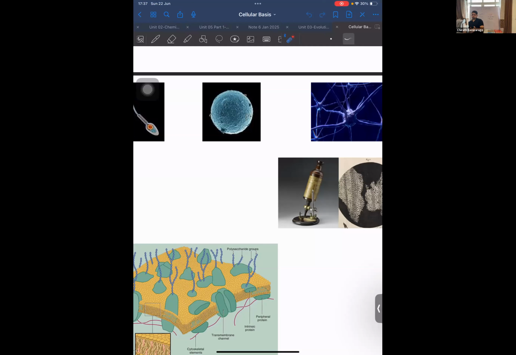He didn't give the word cell, but he was observing unicellular organisms such as euglena and bacteria. Euglena, you can write down by drawing an arrow, is what we call a protist. Euglena is a protist. It's not a bacteria, but it's single cell, unicellular, and we cannot observe it with the naked eye.